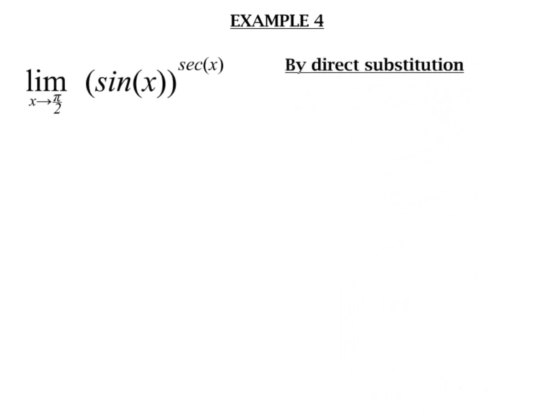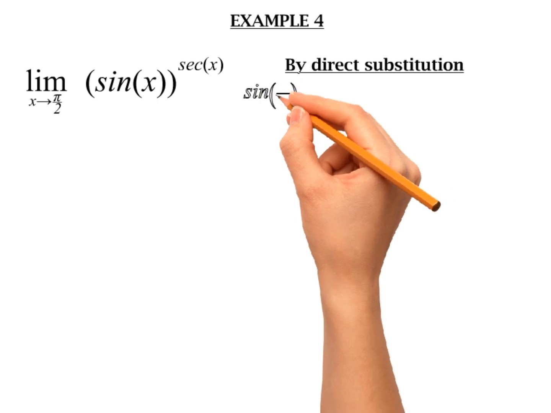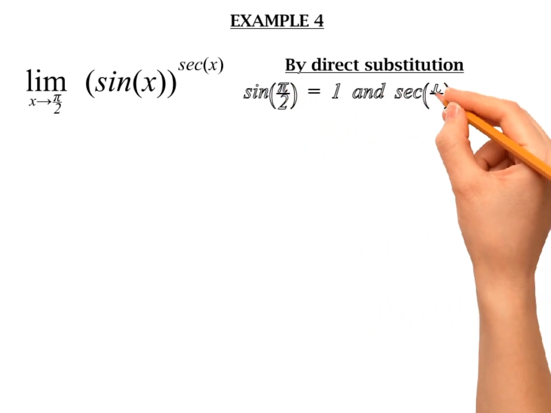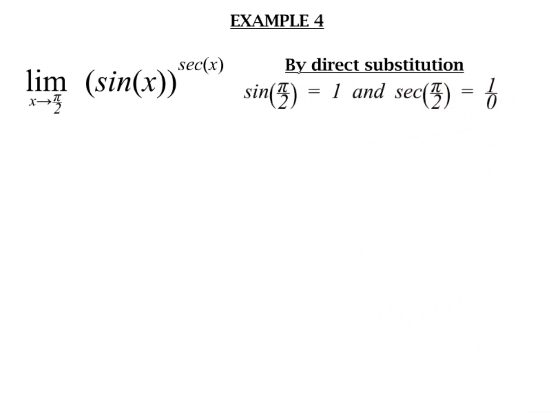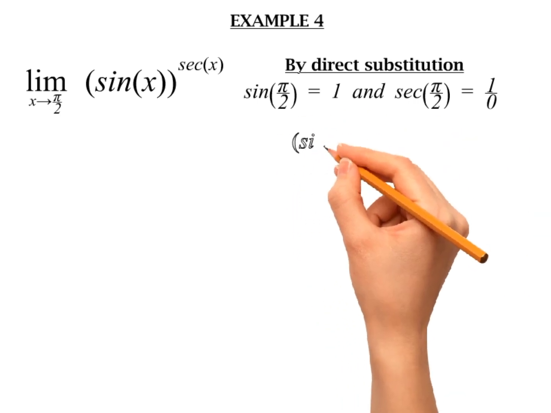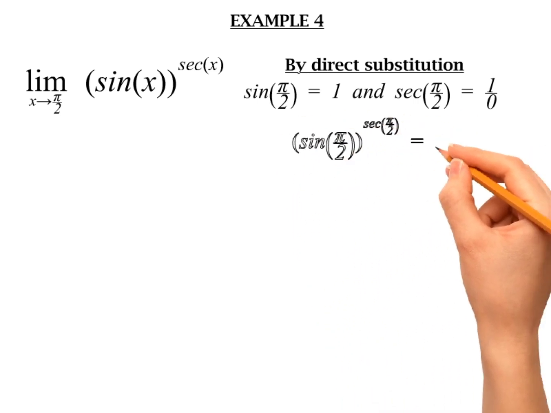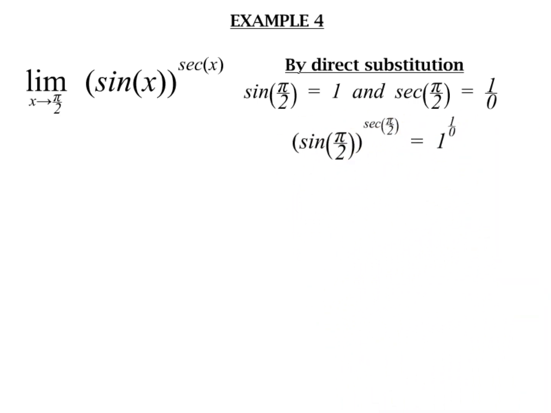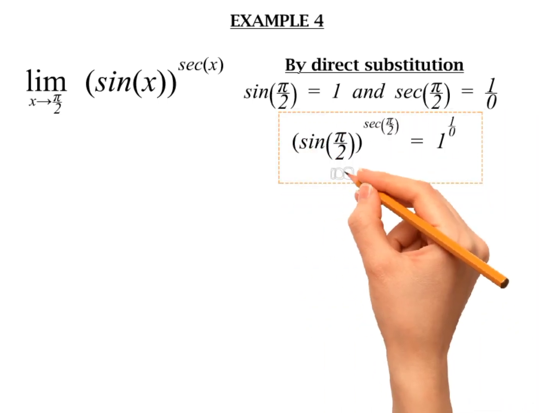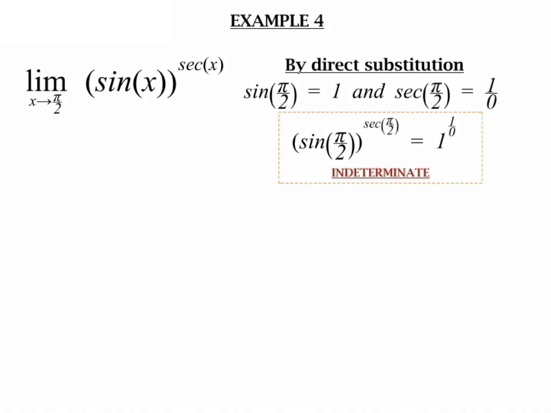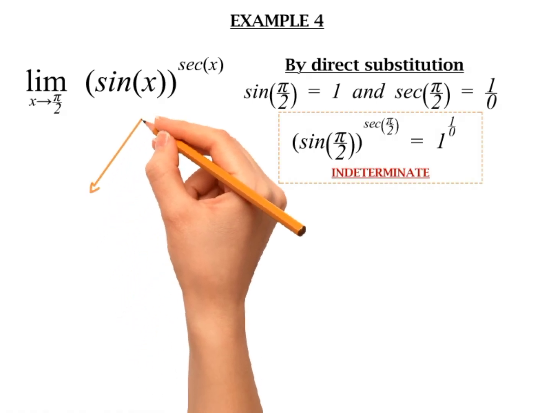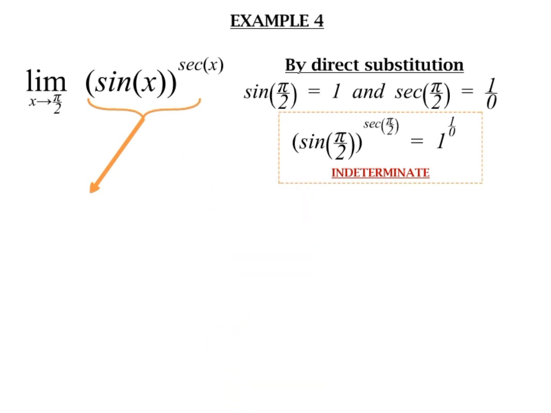We see that sin pi over 2 gives 1, and sec pi over 2 gives 1 over 0. Therefore, sin pi over 2 raised to the power of sec pi over 2 gives 1 raised to the power of 1 over 0. This is just like the previous case we considered. We are going to apply exactly the same idea here. We will write the function in terms of the exponential number and the natural logarithm.